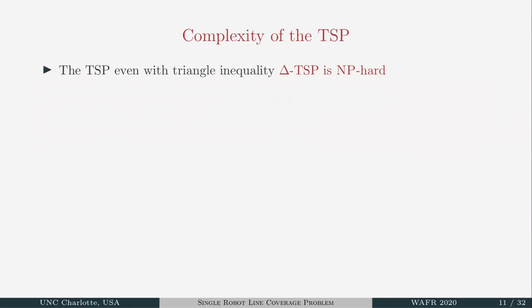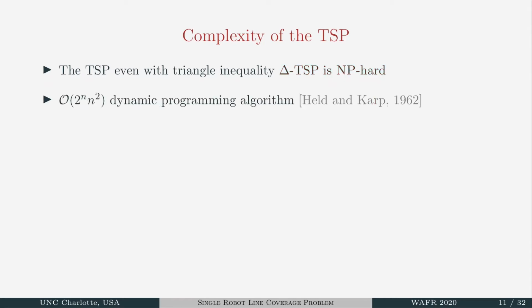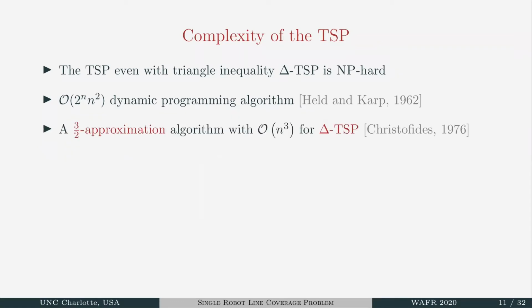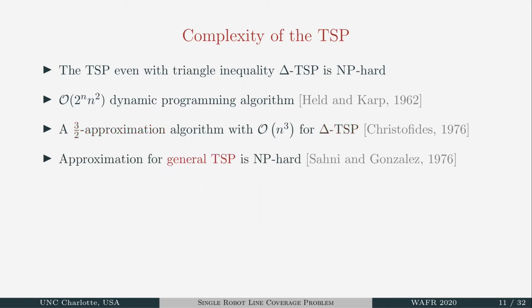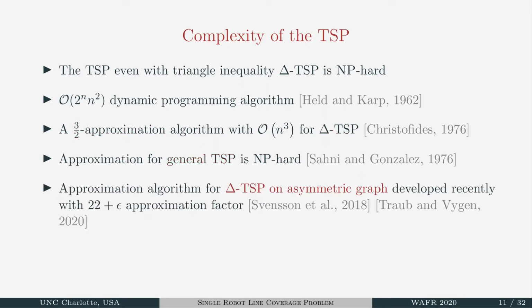The traveling salesperson problem, even with triangle inequality, which we denote by delta TSP, is NP hard. Held and Karp gave a dynamic programming algorithm that runs in O of 2 raised to the power of n, times n squared computation time, where n is the number of vertices in the graph. Christofides gave a 3/2 approximation algorithm that runs in O of n cubed time. However, approximation for general TSP is NP hard.